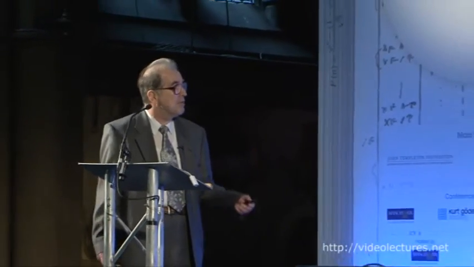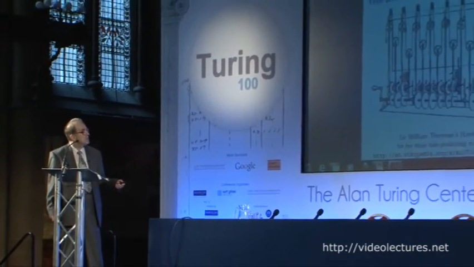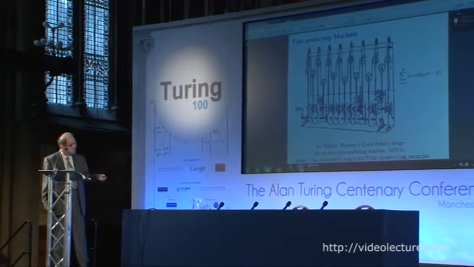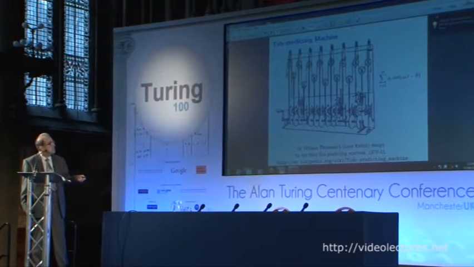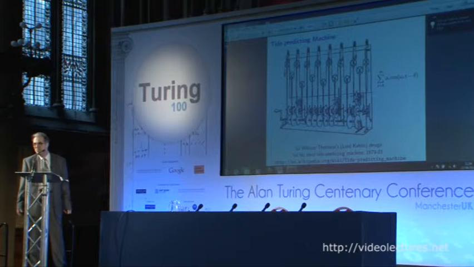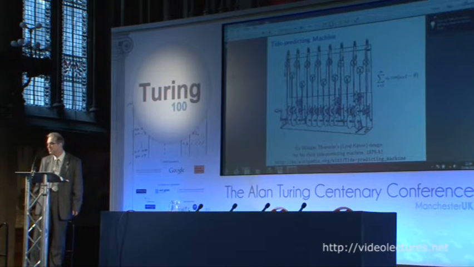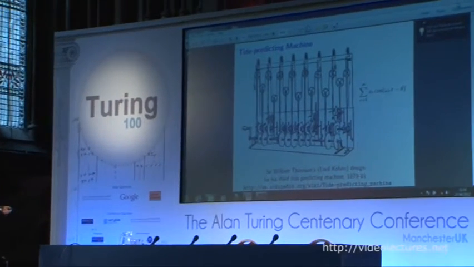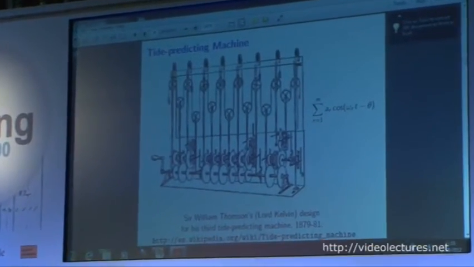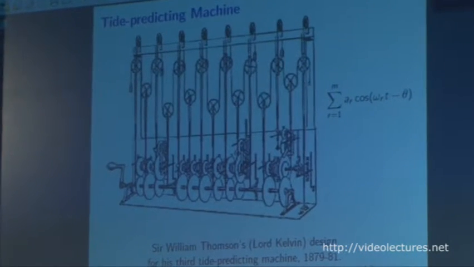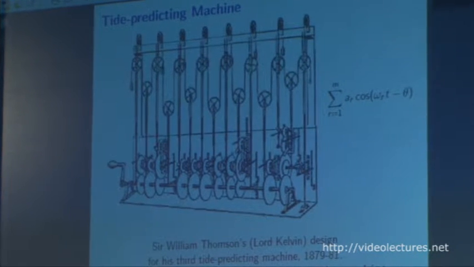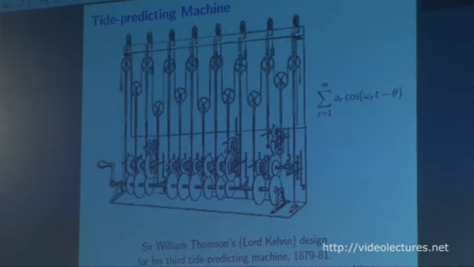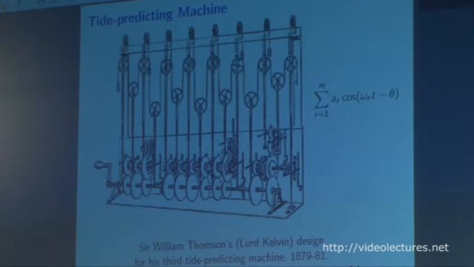So this is a tide machine. They were in use from the 19th century. Do you recognize this formula in this machine? Okay, it's easy. This T is represented by this handle. When you rotate it, T goes up and this wheel rotates. These omegas are represented by the ratios of these wheels.